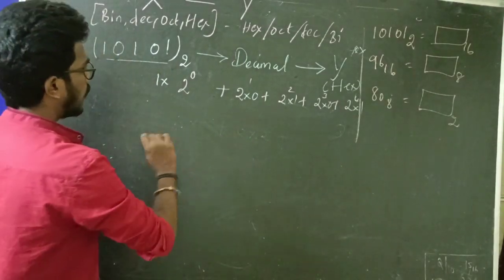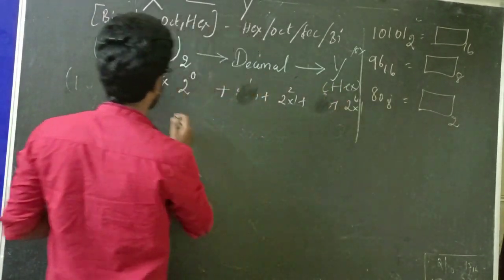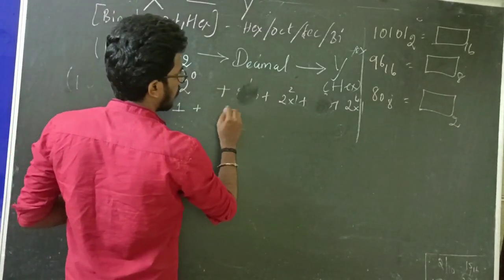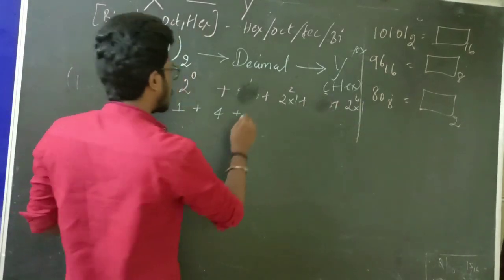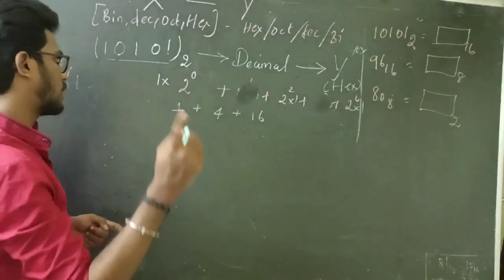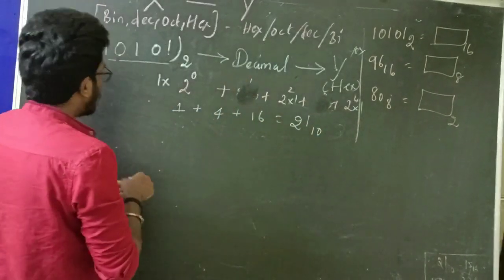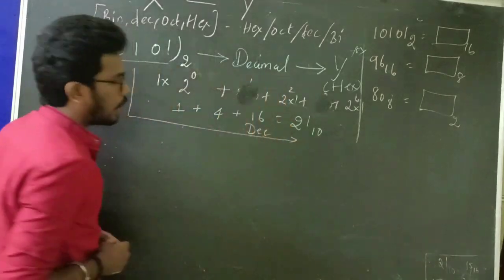Got it? So let me take out the terms which are multiplied by 0. Anything multiplied by 0 is 0. So the remaining values: anything to the power 0 is 1, so 1 plus 4 plus 2 to the power 4, which is 16. So I get 21, 21 base 10. So this is the equivalent decimal value of this binary.